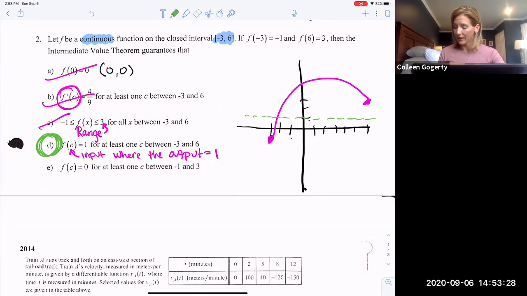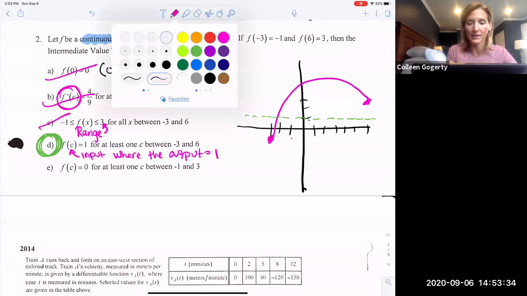Okay. Now, at the same time, f of c equals 0 for at least one point. You've got to look really close at this last one because it's a little tricky.